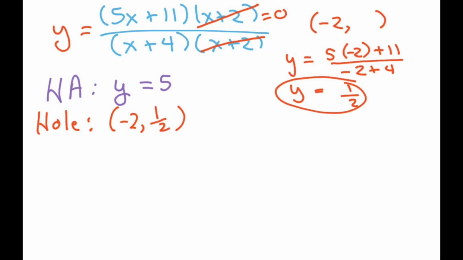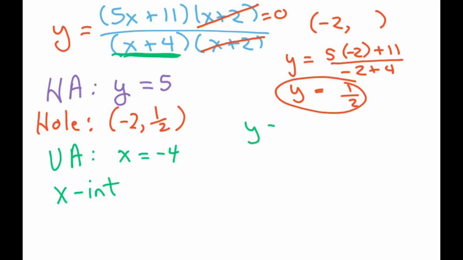Next, we have to do vertical asymptotes. So you look at your reduced equation. We have a vertical asymptote at x equals -4, because you can't divide by 0 here. X-intercepts. Now again, you're only looking at the reduced equation. Let me write that out. We have a hole here, so there's not going to be an intercept there.